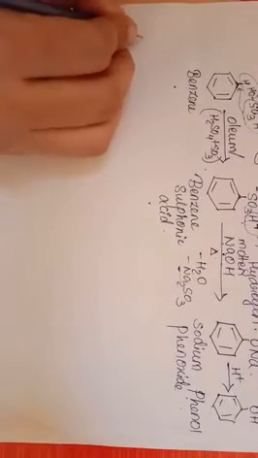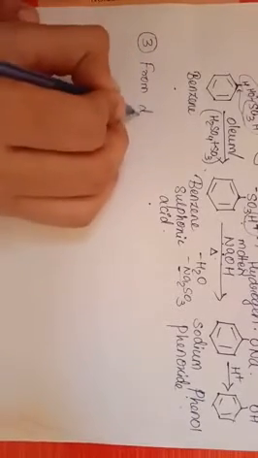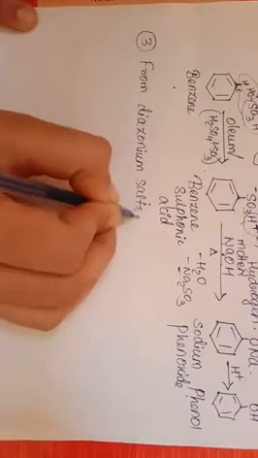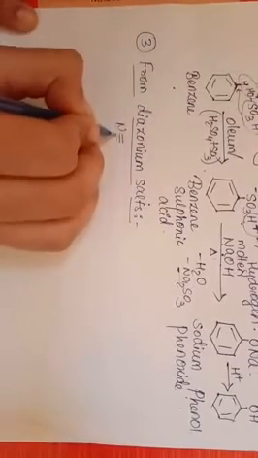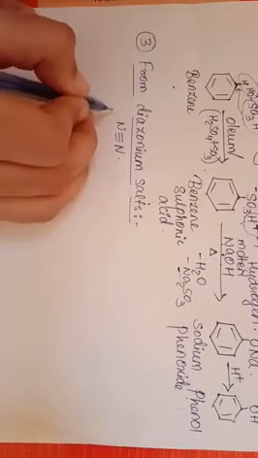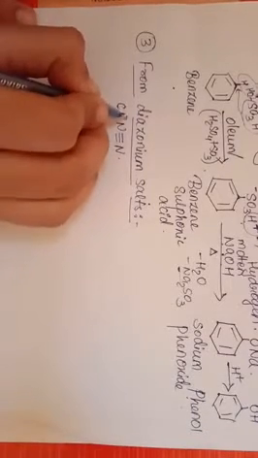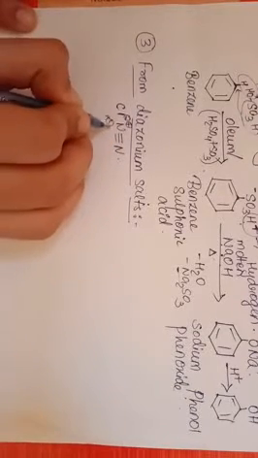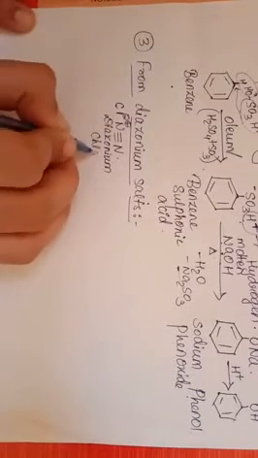Our third method is from diazonium salts. Diazo group, that is N triple bond N, and we need here diazonium salt. Here we will take diazonium chloride, benzene diazonium chloride. So this Cl minus and this Na plus, they will together form diazonium chloride.